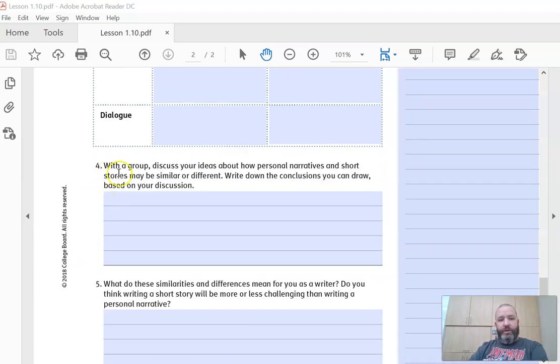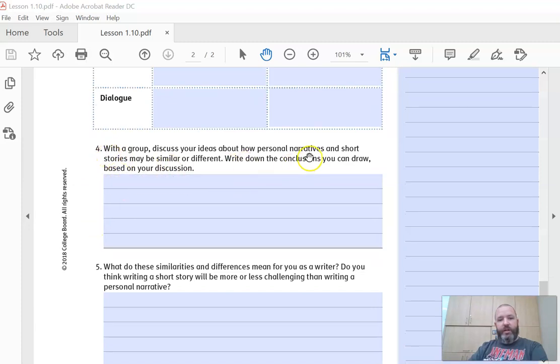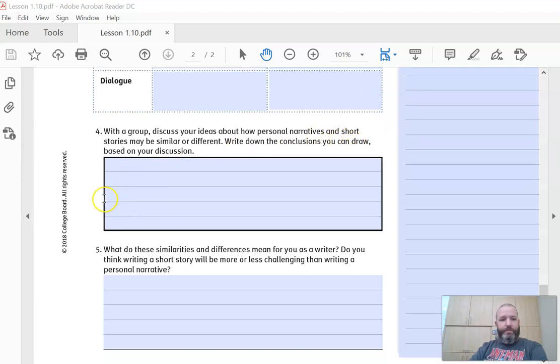With a group, discuss your ideas about how personal narratives and short stories may be different or similar. Write down the conclusions you draw based on, and as we stop here, when it says to draw a conclusion, every year I have somebody that thinks they're going to draw a picture of the conclusion. When it says to draw a conclusion, that means that you are making a conclusion. Okay, so don't get that confused.